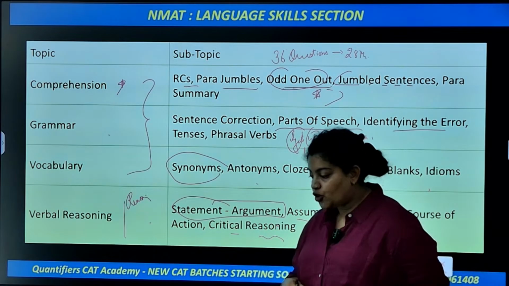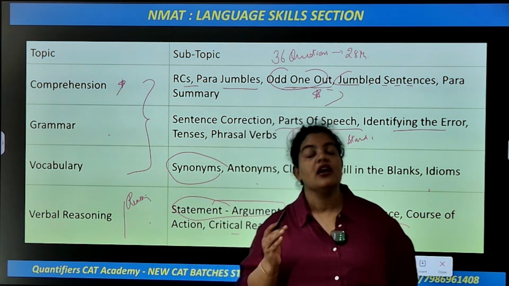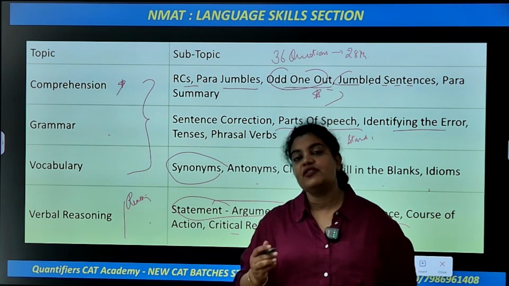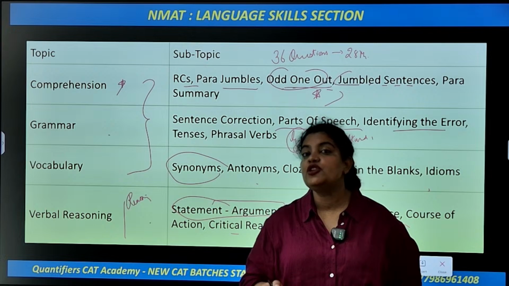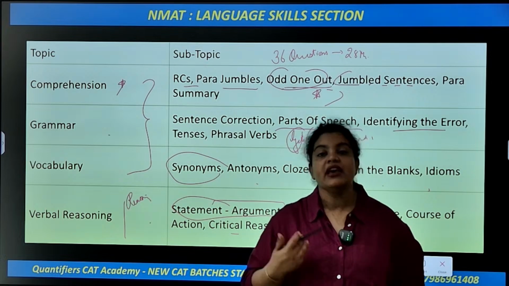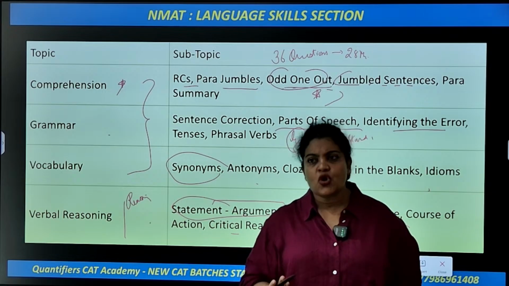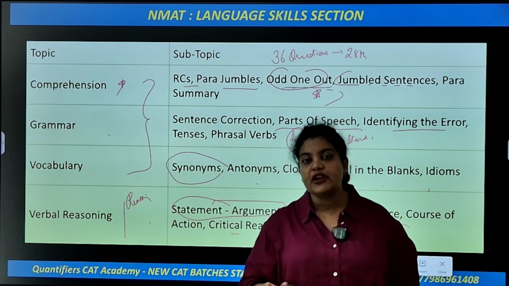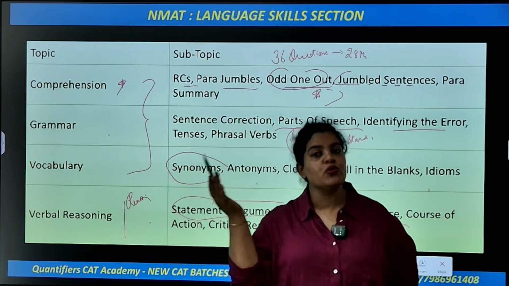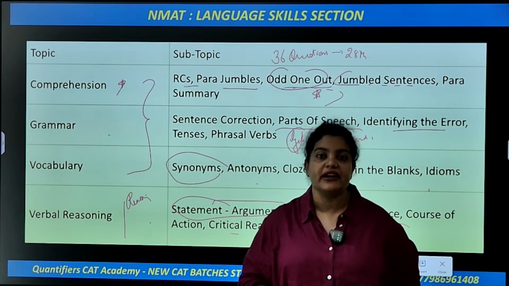So the 2-3 topics that we need to keep in consideration in case we are targeting SNAP or NMAT are that we need to work on our vocabulary, second, we need to work on our grammar, and the third topic is our verbal reasoning. All these topics used to be a part of CAT also, but over a period of time CAT has shifted more towards a comprehension based paper rather than being a vocabulary or grammar intensive paper.